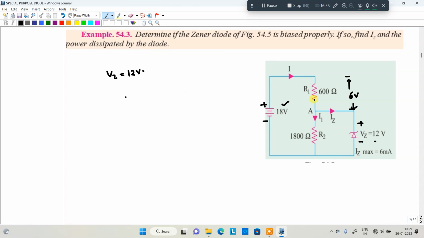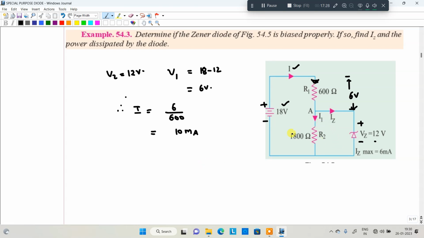Hence the voltage drop across R1, we can call it V1, is 18 minus 12, that is 6 volt. From that you can calculate the current flowing through this resistor: current I is equal to V by R. V is 6, R1 is 600. So that will be equivalent to 10 milliamperes. Got my point? You got 10 milliamperes as the total current.